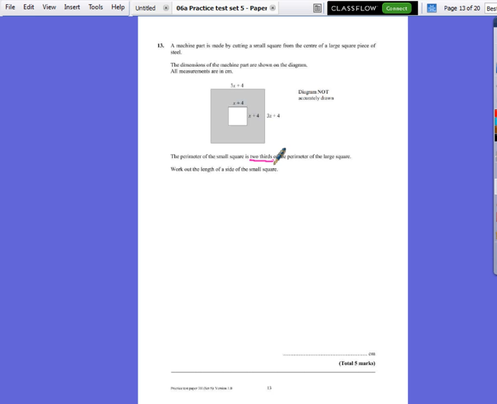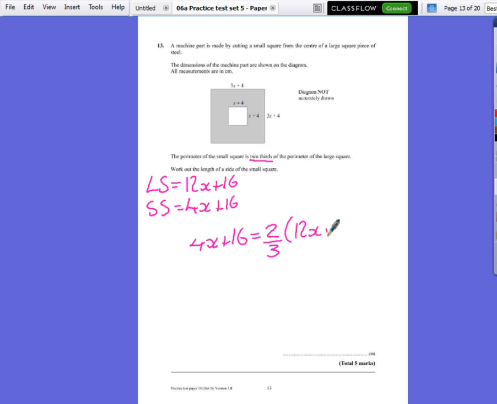So the perimeter of the large square, if we add all those up, each side will be 3x plus 4, so we'll end up with 12x plus 16. And for the small square, you'd end up with 4x plus 16. Now, it says that the small square is equal to 2/3 of the large square. So we can set up an equation like that.